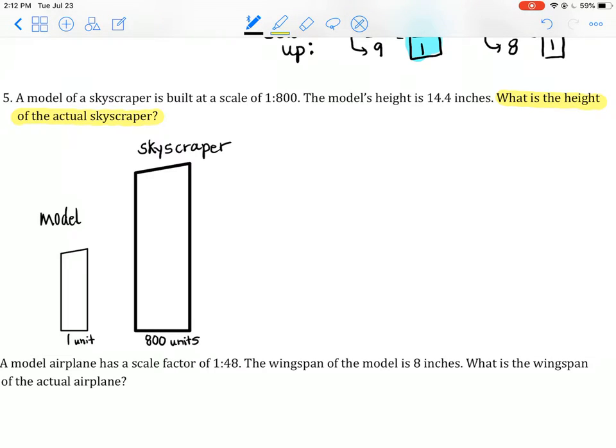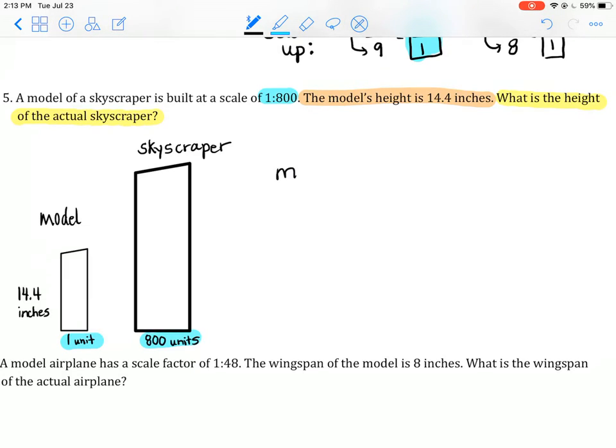They give me another piece of information, though, that I have to have, and that's right here. Let me go ahead and show you what I did. There's this piece, and that's what I'm putting right there. They gave me the model's height is 14.4 inches. Now, let's go ahead and do the problem, and then we'll talk about this inches and feet business.